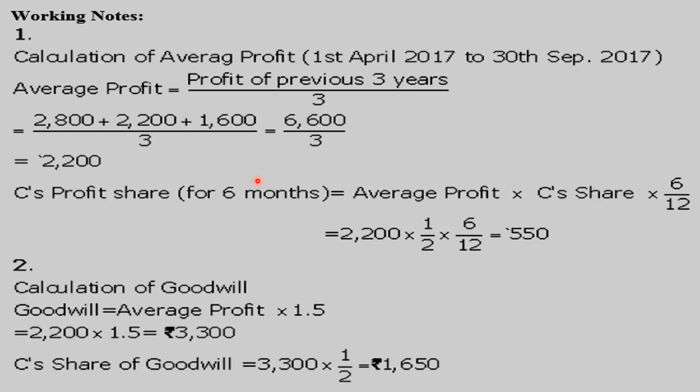I think this will be clear. This is simple, not difficult. Only these two items are a little bit different, so you have to note them properly. This one is the calculation of the retiring partner's share of profit, and when you calculate the retiring partner's share of profit, you can usually calculate the goodwill.